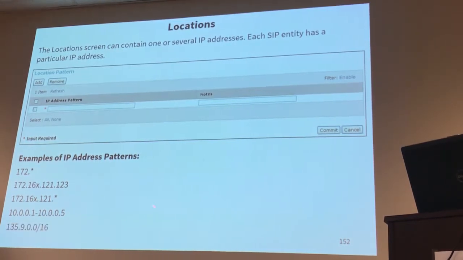Or, as you said, Alex, you could use a subnet, specifying the entire subnet that's going to be associated to this location. You could have multiple subnets associated to the location. It doesn't have to be just one. Yeah, like the floors in a building or something.